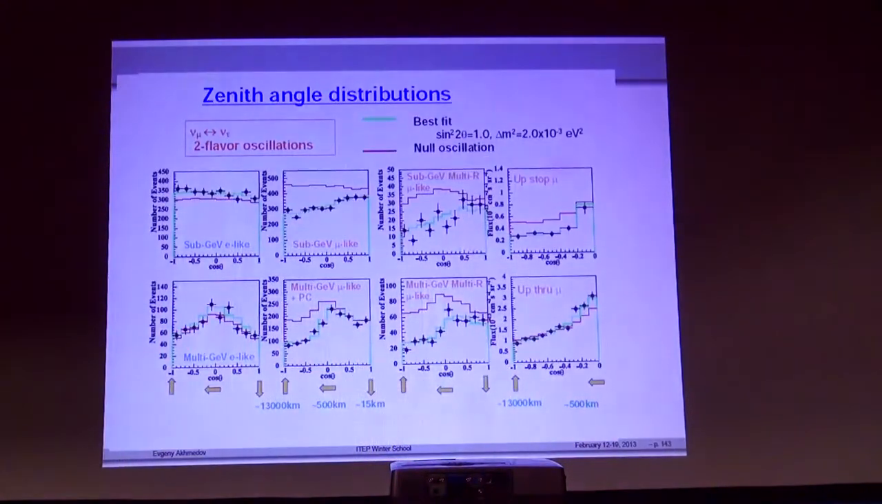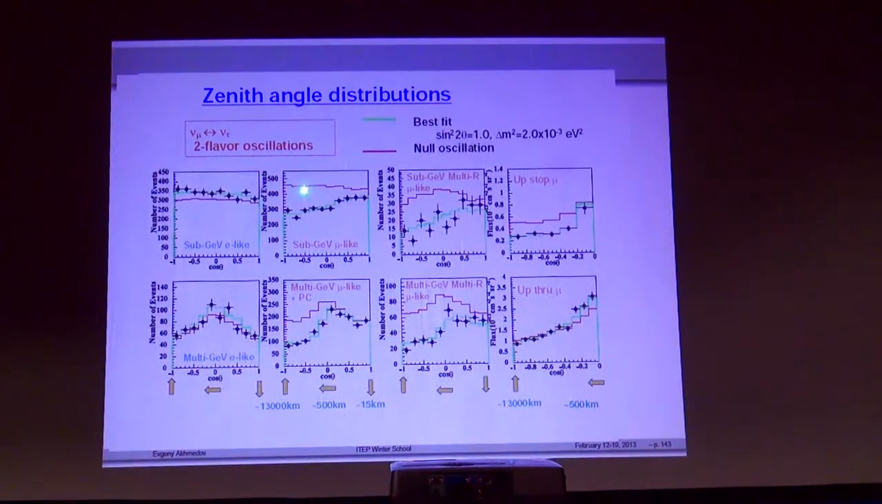And this is actually, just look at the left plot. This is the zenith angle dependence of the observed events for electron-like events, for lower energy, for higher energy, and the same for muon-like events. For electron-like events, electron-like means that the Cherenkov light of the emitted particles is similar to what one expects from electrons. So they identify them with events produced by electron neutrinos, and similarly for muon-like events.